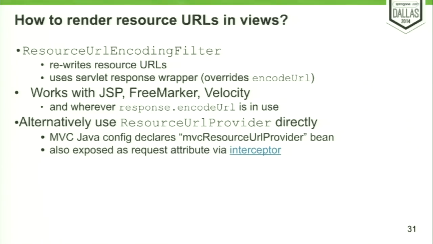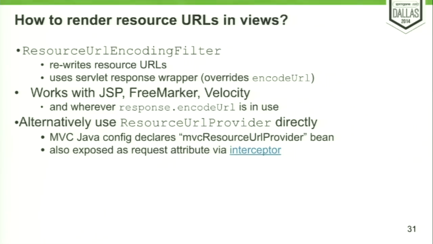So now, how do we actually render links in our views, whether it's JSP or some other view technology? Just about the simplest way to do that is to plug in a filter that we provide called the resource URL encoding filter. What that filter does is it wraps the servlet response and overrides the encode URL method, so that every time a URL gets encoded, it will actually check to see if it is a resource URL and rewrite it. And why this works is, if you're not familiar, the purpose of this encode URL method in the servlet response is, for example, to insert the JSession ID into the URL. If, let's say, cookies are disabled, then that needs to be inserted into the URL.